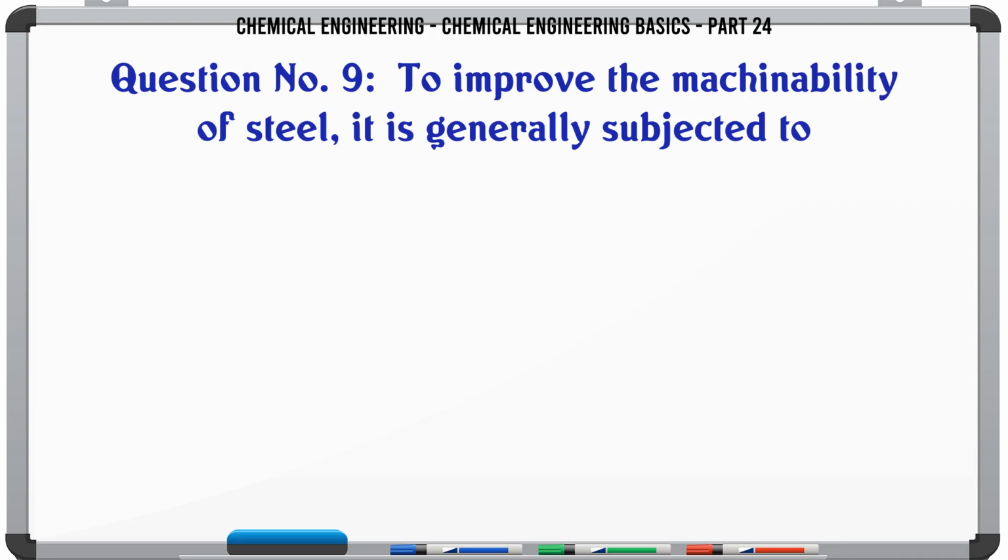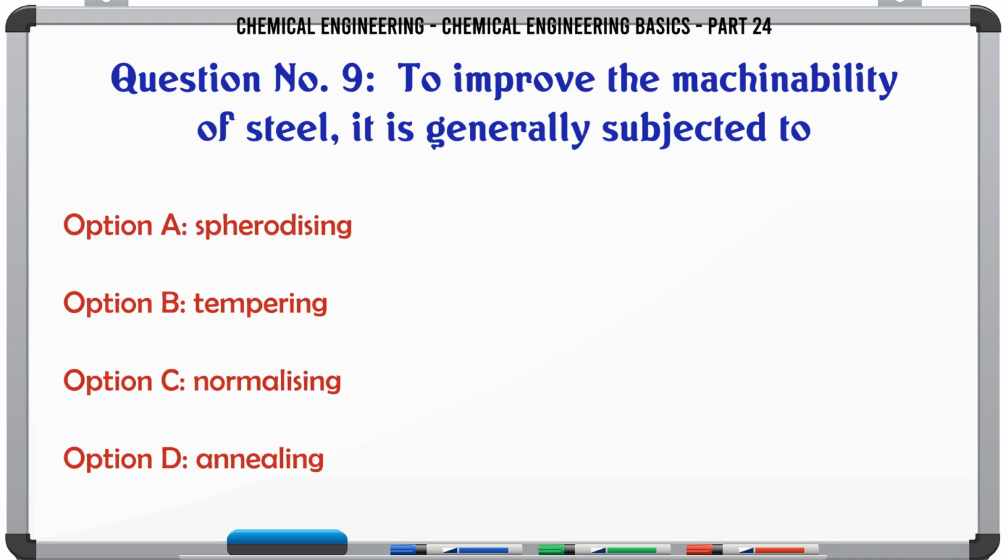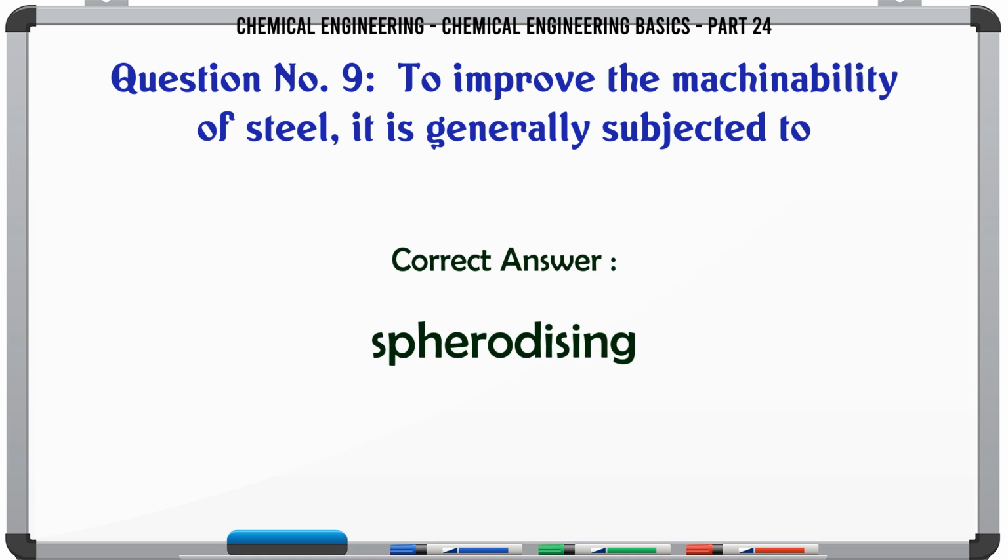To improve the machinability of steel, it is generally subjected to: A. Spheroidising. B. Tempering. C. Normalising. D. Annealing. The correct answer is spheroidising.